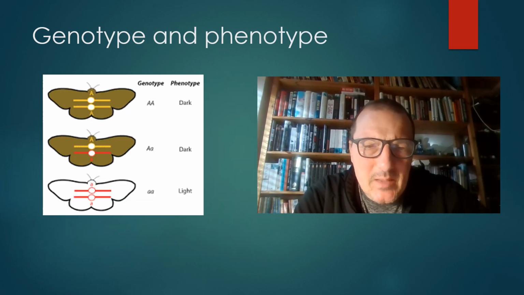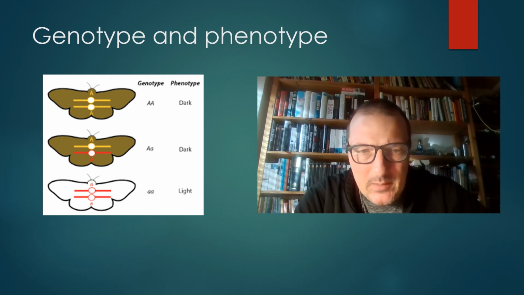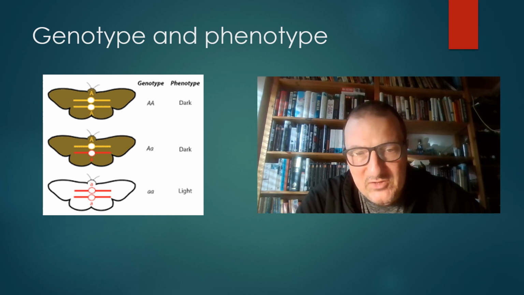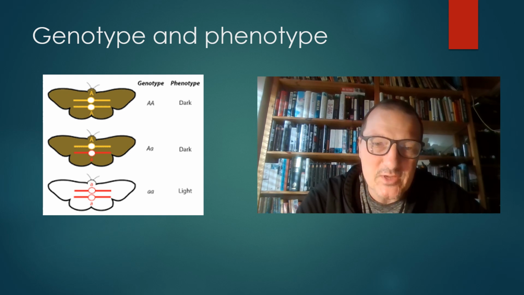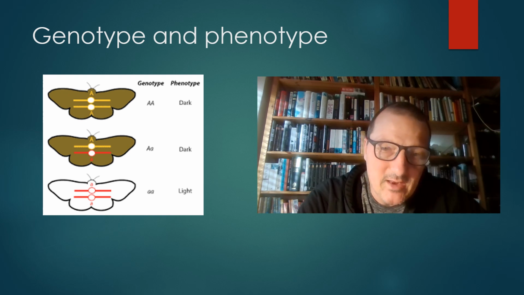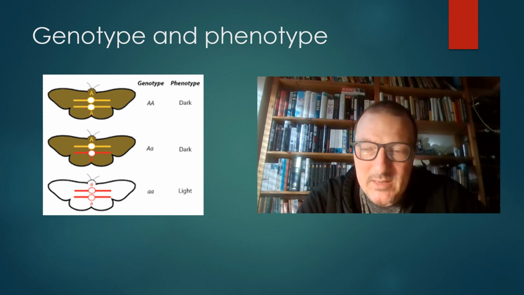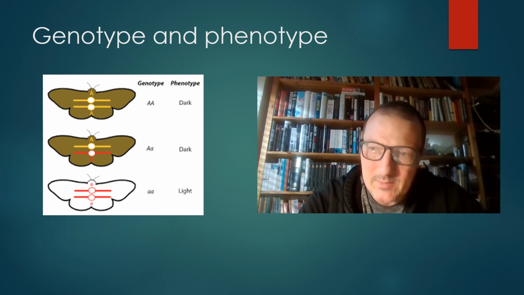We also need to be able to distinguish between genotype and phenotype. The example I use here is for a butterfly. If you have big A, big A, you're homozygote. If you have small a, small a, you're homozygote. And if you have small a, big A, you're heterozygote. Now, the genotype big A will give the phenotype of dark wings, and the genotype of small a will give a light phenotype. But the genotype of small a, big A will still be dark, which means that you can have different genotypes giving the same phenotype.